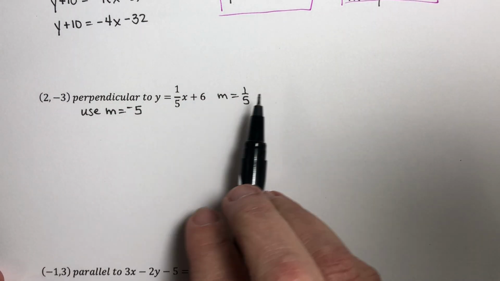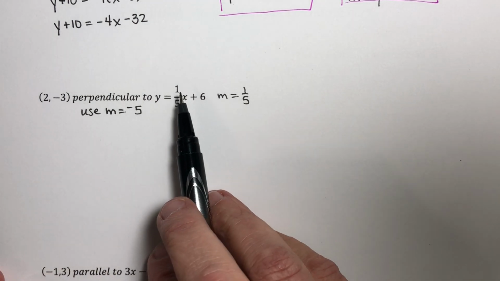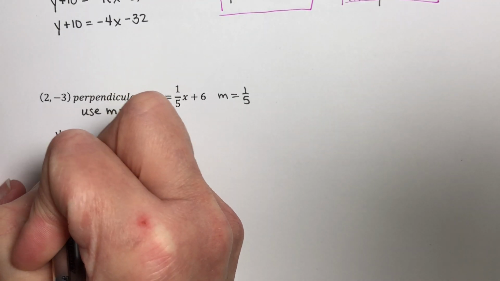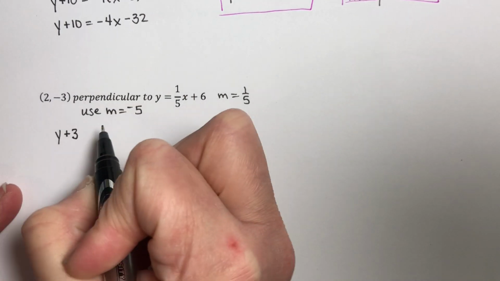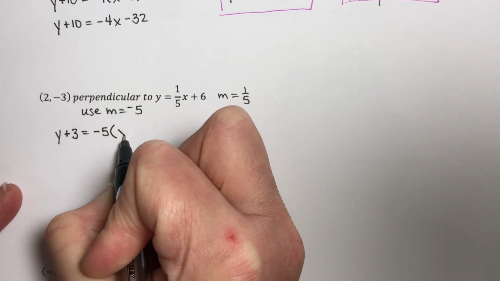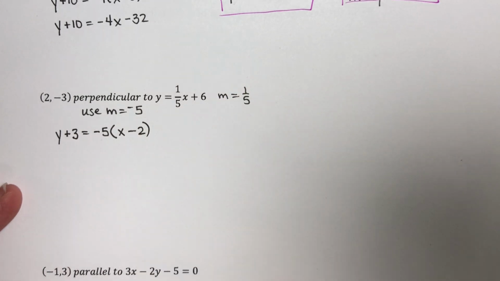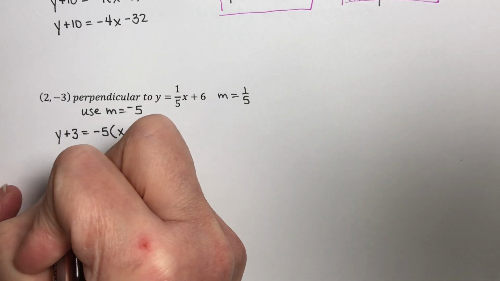By using this slope instead of this one, we're going to force the line we're about to calculate to be perpendicular to this line. So let's plug into our point-slope formula. y minus y1, y minus a negative 3 is y plus 3, is equal to the slope, which is negative 5, times x minus our x1, which is 2. Okay, let's distribute the negative 5.